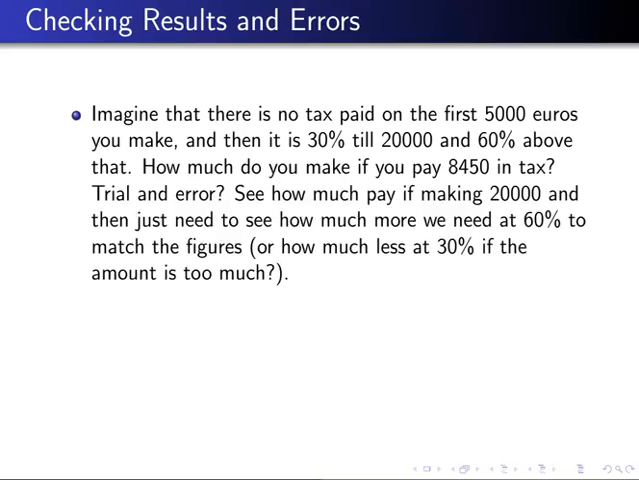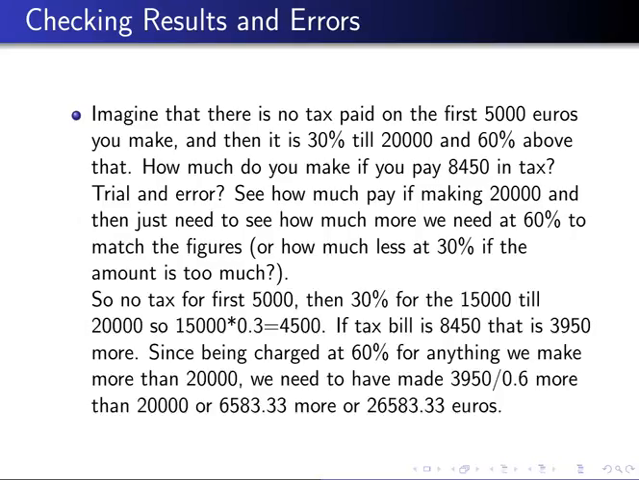It's kind of trial and error. So I'm just going to see how much would I pay if I made 20,000, and then see what kind of adjustment I need to make. So there's no tax for the first 5,000, and then 30% for the 15,000 till 20,000. So that comes out at 4,500.